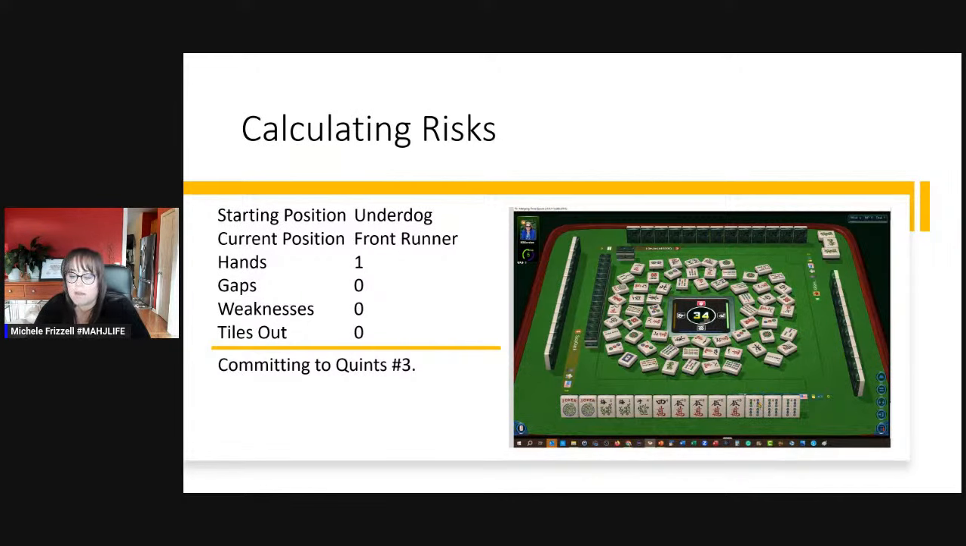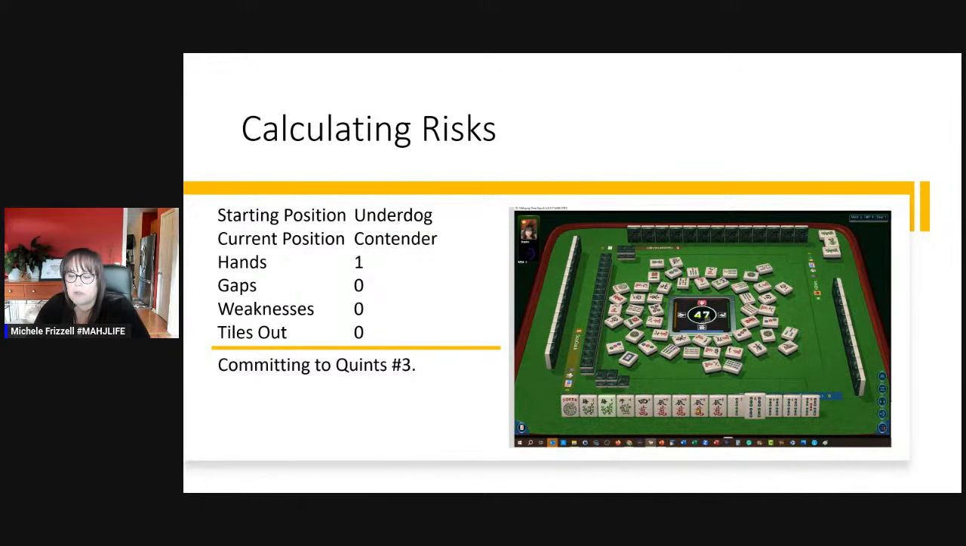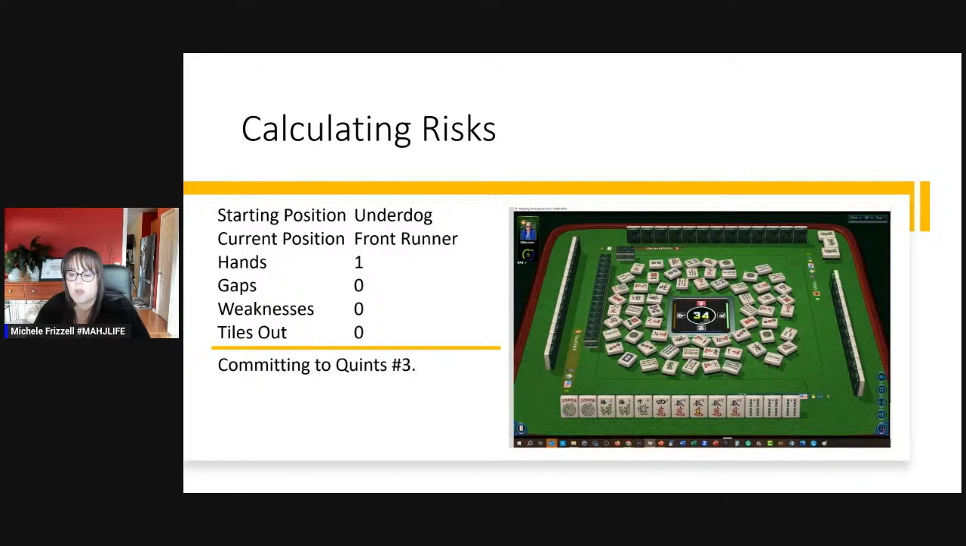It looks like we have, let's see here. We picked up another joker and discarded. So we have two jokers now. So we can Quint the 4 bam. We can use the joker for the 5 crack. And then we can Kong. We have one discard and we're at 34 tiles remaining. So I bumped us up to front runner. 34 tiles remaining and we can use jokers.